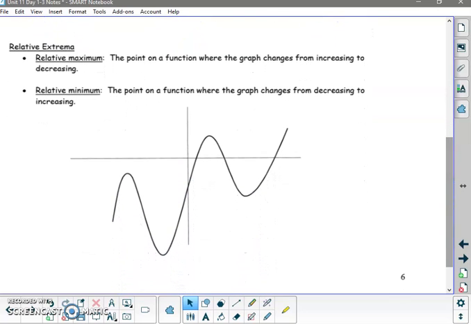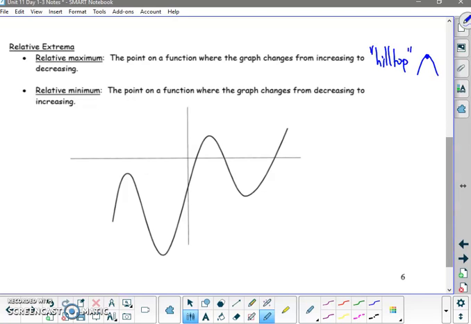All right, so finally, this is a little bit more important, talking about relative extrema. Relative extrema are what we call relative maximum or relative minimum. A relative maximum is the point on the function where the graph changes from increasing to decreasing. So basically you want to think of a hilltop. That point right there would be considered a relative maximum. A relative minimum is the point on the function where the graph changes from decreasing to increasing. Think of a valley. That point right there is a relative minimum.